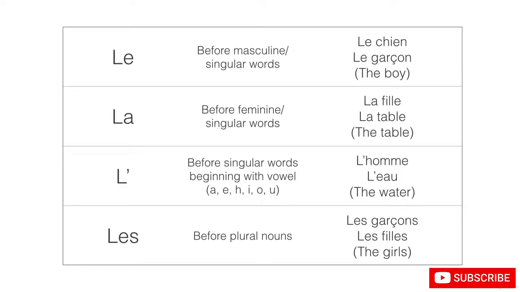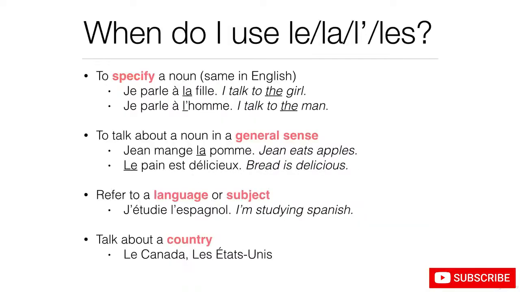And finally, les we use before plural nouns. So for example, les garçons and les filles, the boys and the girls. So when do you use le, la, l'apostrophe, and les? So some of these are similar to English, some of these are very different. So this is what causes a little bit of confusion among French learners.